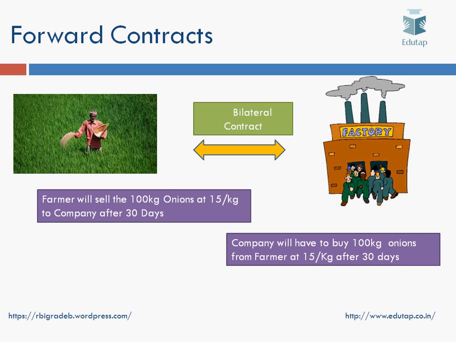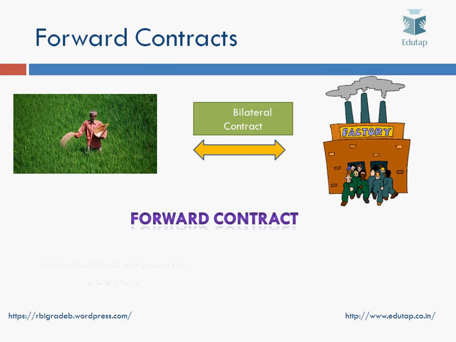So basically, they both are entering into a contract: the farmer to sell the onions and the factory to buy the onions at an agreed price, that is 15 rupees per kg. It must be noted that both parties have an obligation in this contract. The obligation is on the farmer to sell the onions, whatever the rate at that time, at 15 rupees per kg, and the obligation on the factory is to buy the onions at 15 rupees per kg, whatever the rate is after 30 days. An example of such a bilateral contract between the farmer and the factory is called a forward contract.